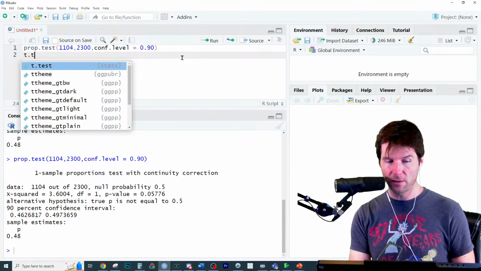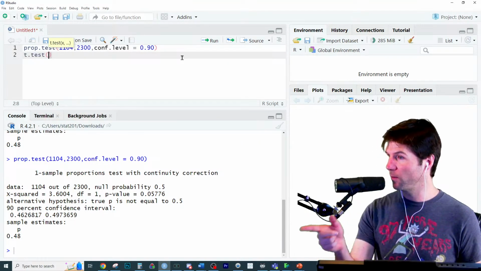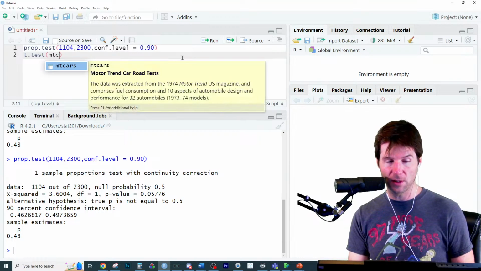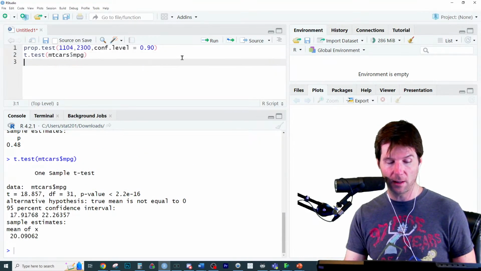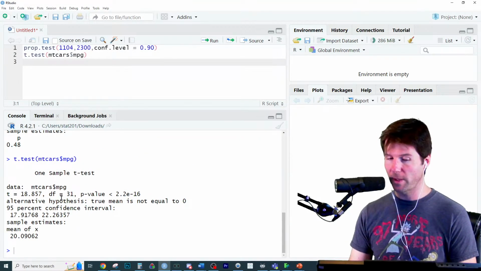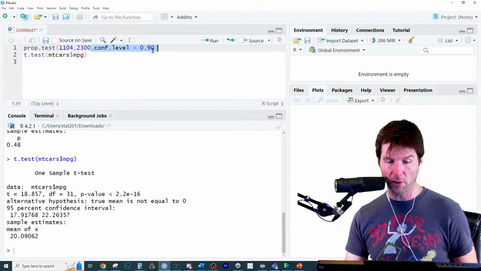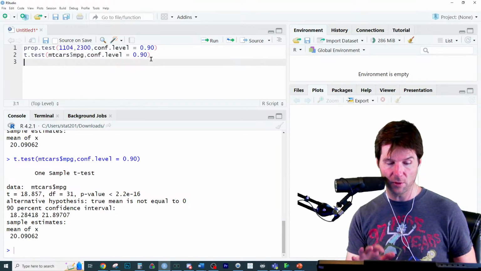If I have quantitative data, I can do a t-test, because it's quantitative, Mr. T, and I can go here to the mtcars data. I can go right here and do miles per gallon. And there's a 95% confidence interval for the miles per gallon. And once again, I can take this other argument right here and do the confidence interval at 90% if I want.